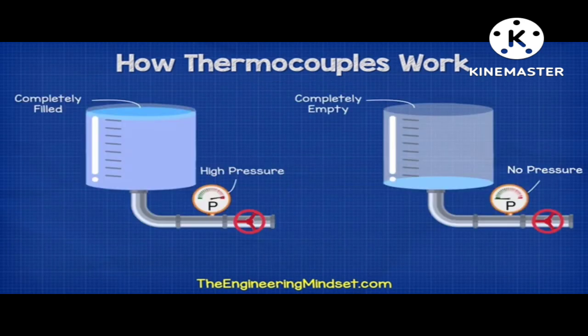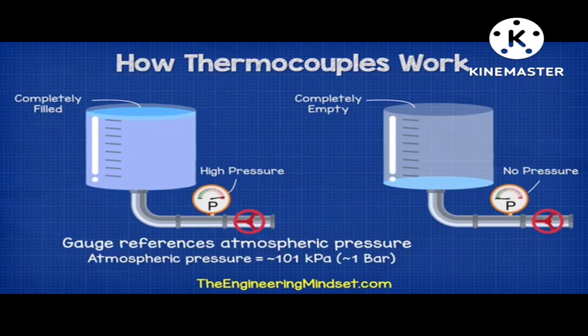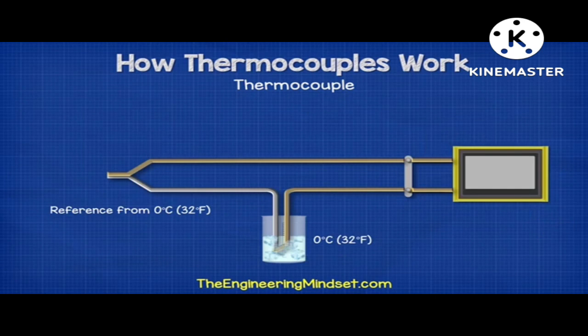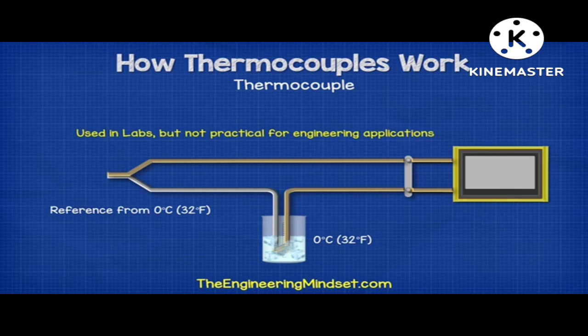Remember I said about the pressure in the pipe and how we are comparing it against the atmospheric pressure outside? That's because we know the pressure outside the pipe is atmospheric pressure. So, for the voltage reading to be accurate, we need to measure against something we know. So we use ice water because we know this temperature is a constant 0 degrees Celsius. This method is used in many science labs. However, as you can probably tell, it isn't very practical for most engineering applications.